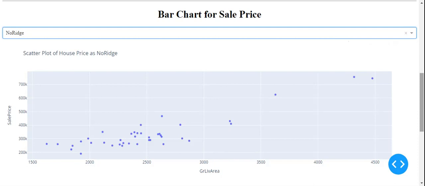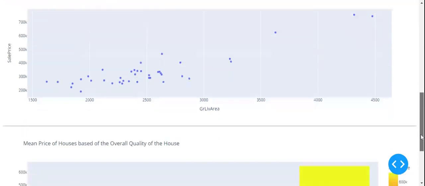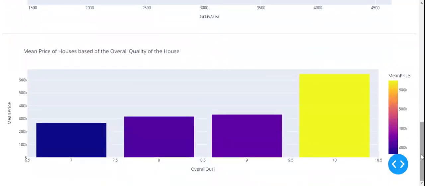The third aspect that actually contributes to the house price in the US is the overall quality of the house. How good is the house? Very good on the scale of 1 to 10. By just scrolling down, we can see that houses with the highest quality of 10 are very expensive compared to the houses with the overall quality of 7. We see the mean price you can actually get for this kind of house in this particular neighborhood.